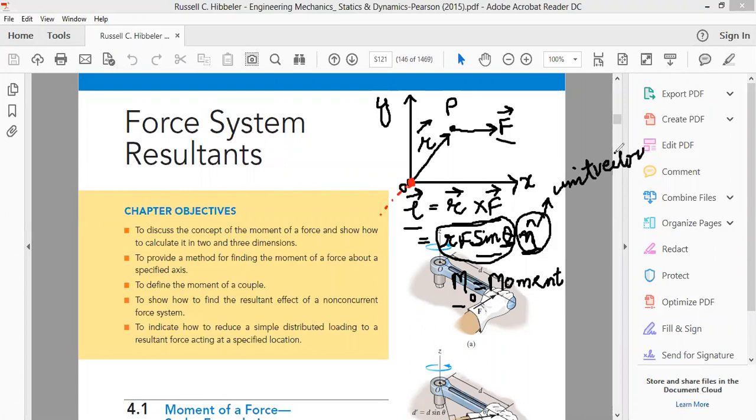Unit vector in a direction. Unit vector in a direction perpendicular to the plane containing R and F. So n-cap is a unit vector perpendicular to the plane containing R and F. Okay. Now, first of all, we have to define two important things.